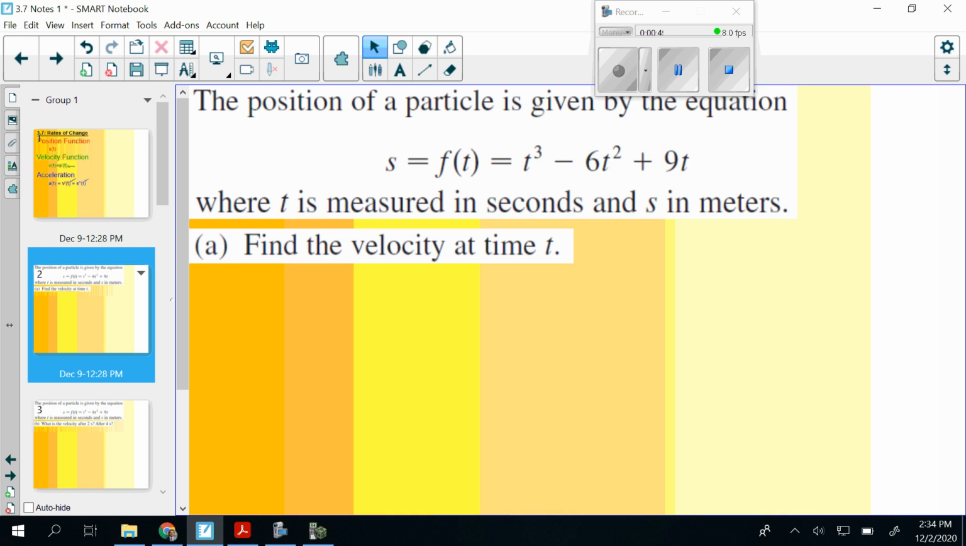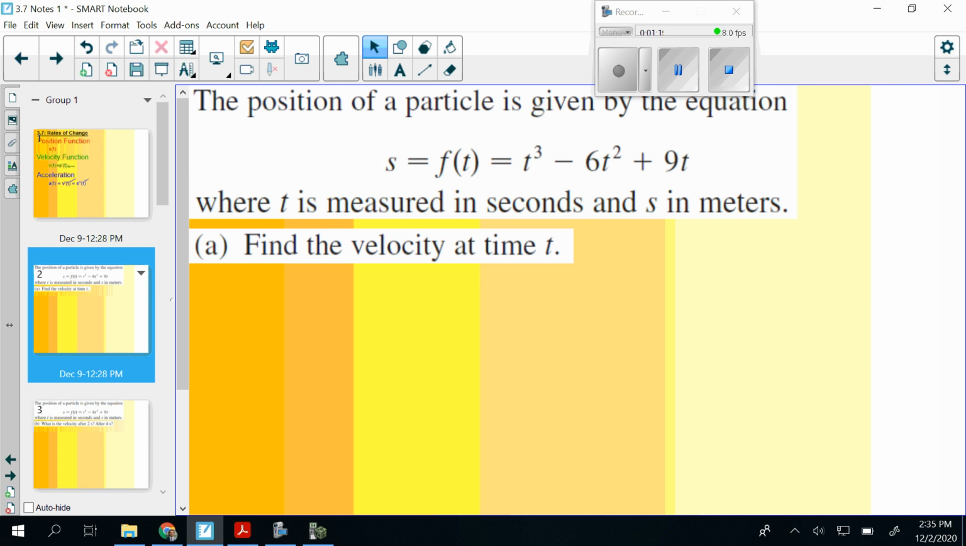So let's look at an example. We're going to look at this. It's going to be the same information, just different things we're going to be finding from this using derivatives and other math stuff we know from throughout the year. So this one gives us the position of a particle given by this equation. So s, or f of t here, is equal to t cubed minus 6t squared plus 9t, where t is measured in seconds and s is in meters. Find the velocity at time t.